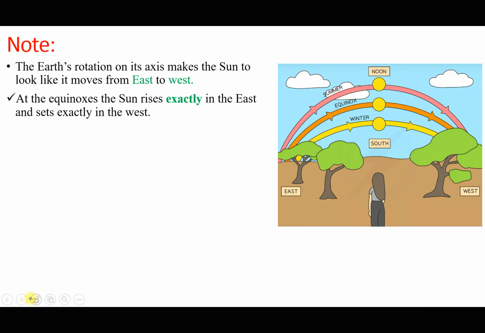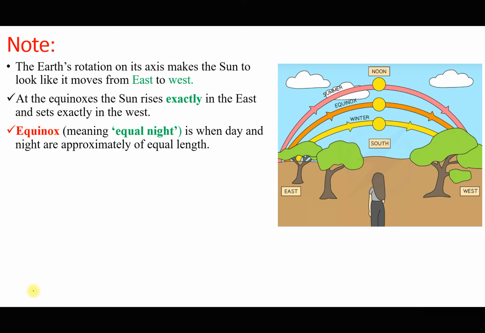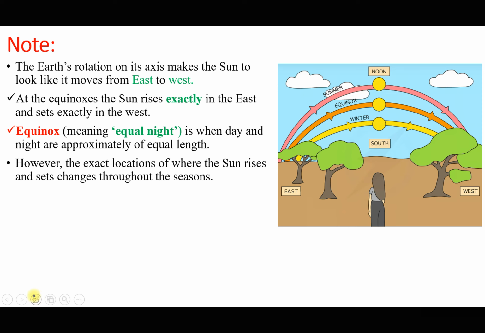At the equinox, the sun rises exactly in the east and sets exactly in the west. That is at the equinox. What do we mean by equinox? Equinox means equal night. This is when day and night are approximately of equal length. So during equinox, where a day and a night are almost equal, the sun is observed to rise exactly from the east and set exactly in the west. But of course, this may not be the same case during summer and during winter. The exact locations of where the sun rises and sets change throughout the seasons.